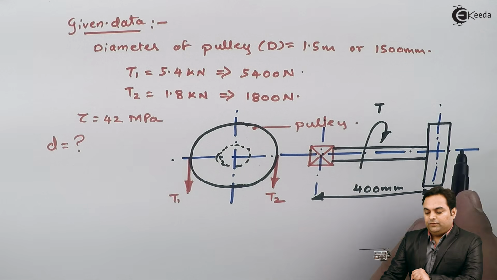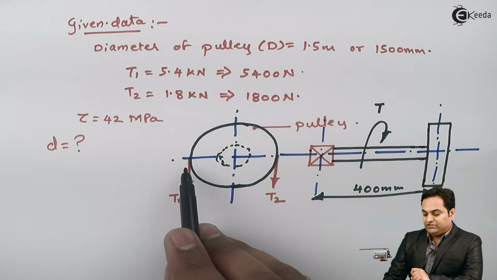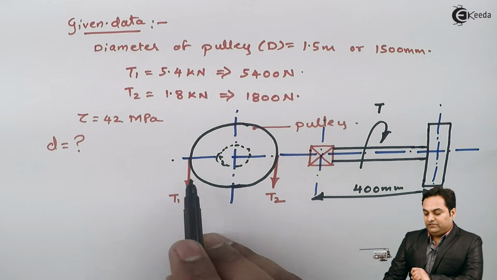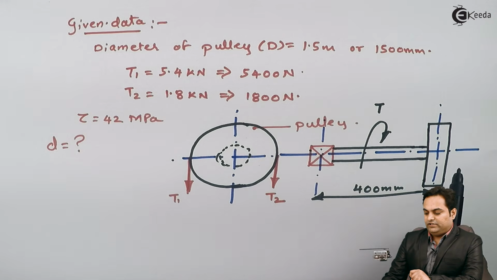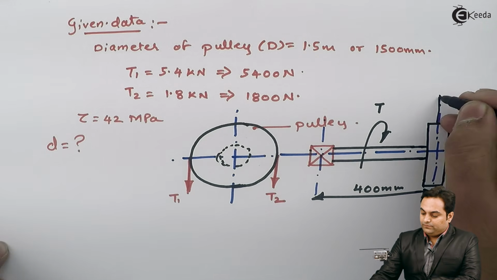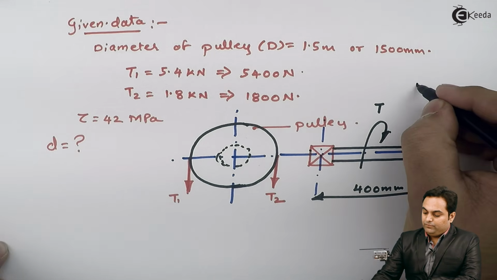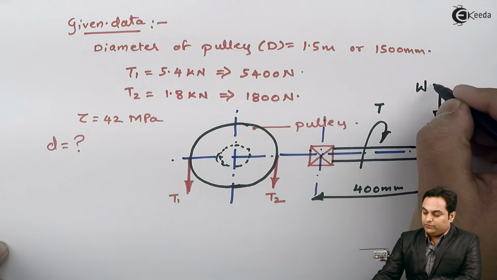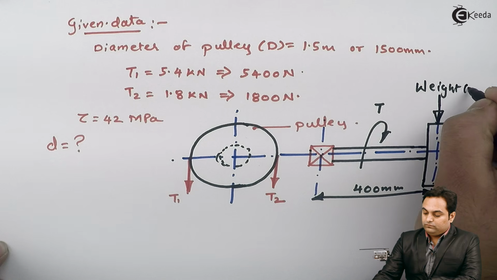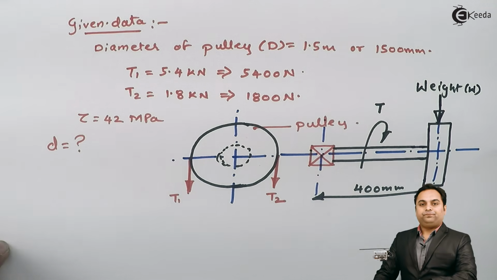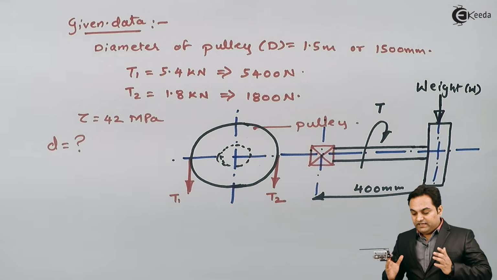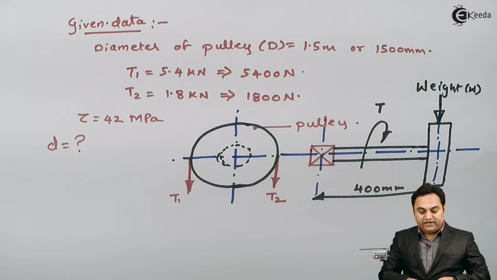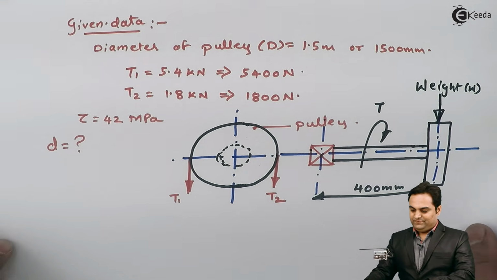Now, the weight of the pulley is not given in the question, but they have given us belt tensions. So from these belt tensions, we can get the amount of weight acting here. So I'll denote capital W as the weight which is acting here. So with these data available, let us try to get the solution.